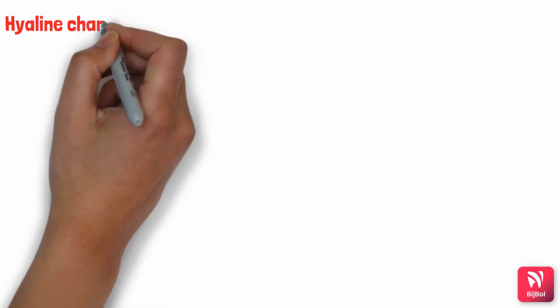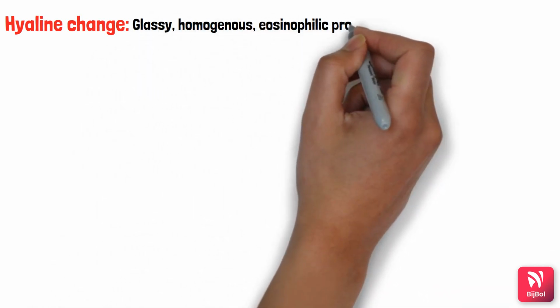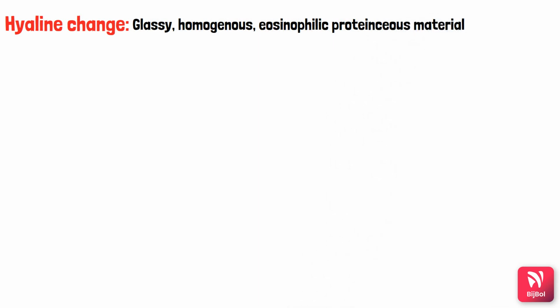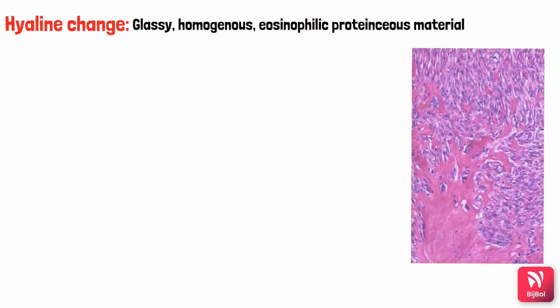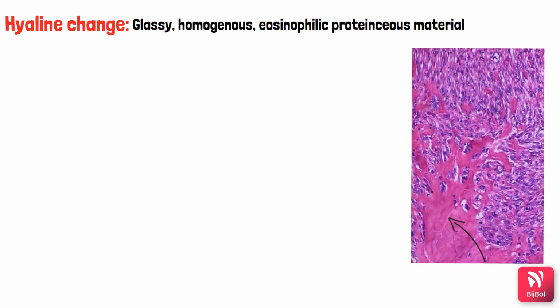Next is hyaline change. Hyaline means glassy appearance. So here there will be a glassy, homogeneous, eosinophilic appearance of proteinaceous material, which is seen upon H&E stained sections. Here is a microscopic picture. You can see that pink deposition there. All that pink deposition is nothing but hyaline change, which is seen in a muscle tumor.